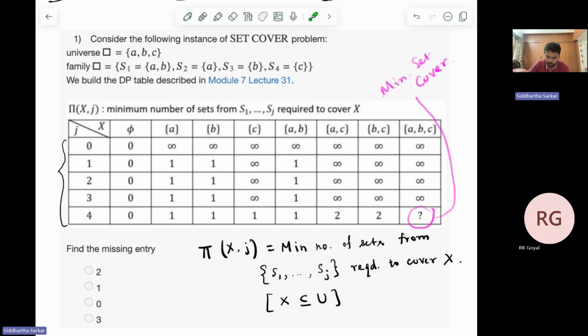But even without doing a recurrence, if you just look at the input, to cover ABC, how many sets should you pick? How about just looking at the question and answering?